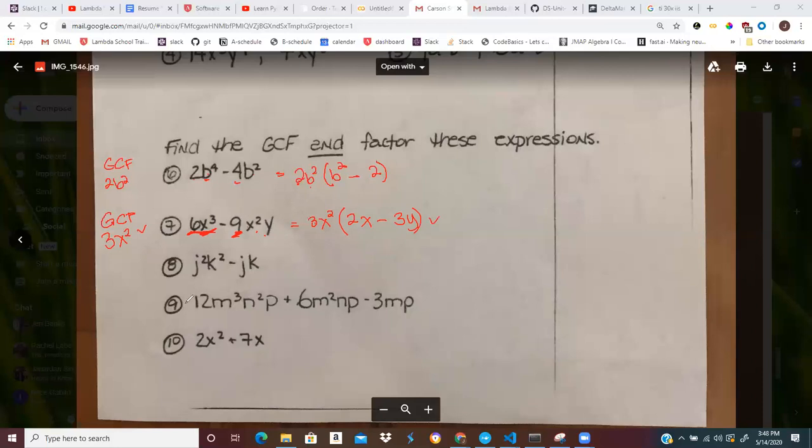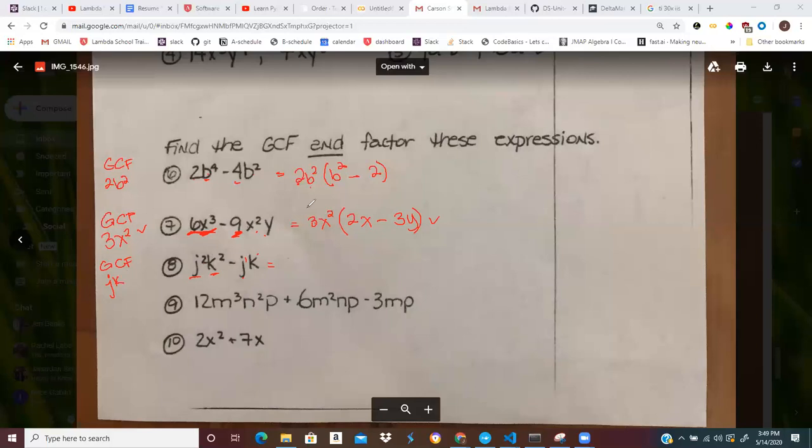All right, number 8. You do 9 and 10, and I'll do 8. All right, so GCF for number 8. Okay, you have 2 letters. You compare first, j. This is j to the second, this is j to the 1. So therefore, the smallest exponent is 1, so that's just j. For the k, k squared and k to the 1, so therefore that's just k. So this is your GCF, jk.